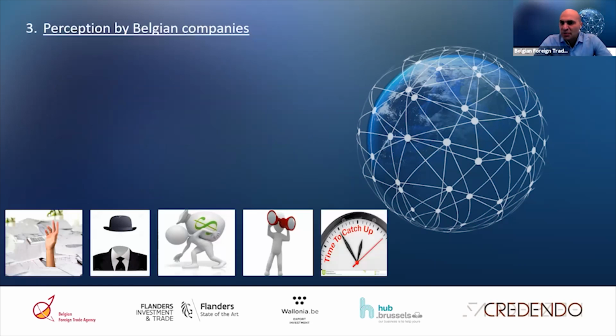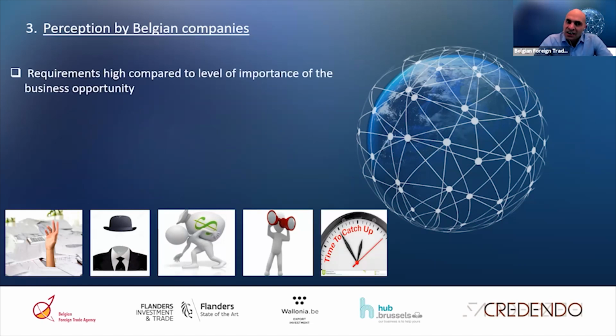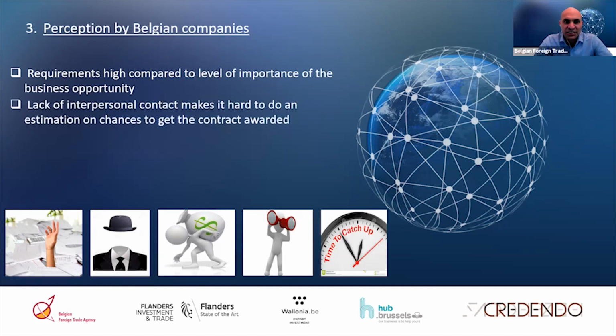But what is the perception by our Belgian companies of public procurement? We did a little survey, and the first issue that pops up is that the requirements in public procurement are quite high compared to the level of importance of the business opportunity, which means even for a small tender, like buying a number of pens by a certain government institution, it already has to follow certain rules. There is quite a large amount of paperwork to be filled in.